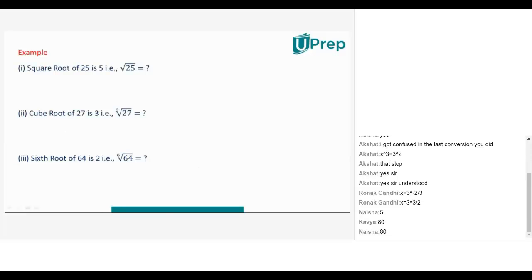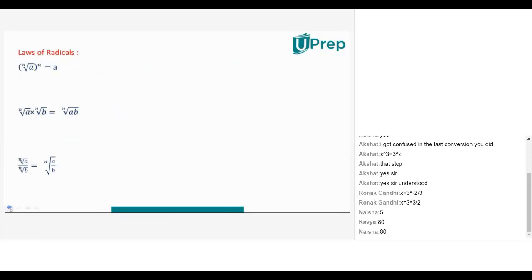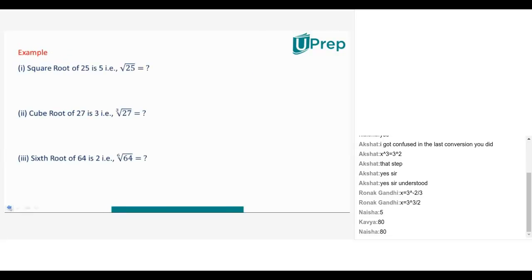So now mixed radicals. From the definition, can anyone understand from the definition and tell me what is a mixed radical? Anyone? You can see the definition there. Can you see the mixed radical definition? Tell me what is a, one second. One second.